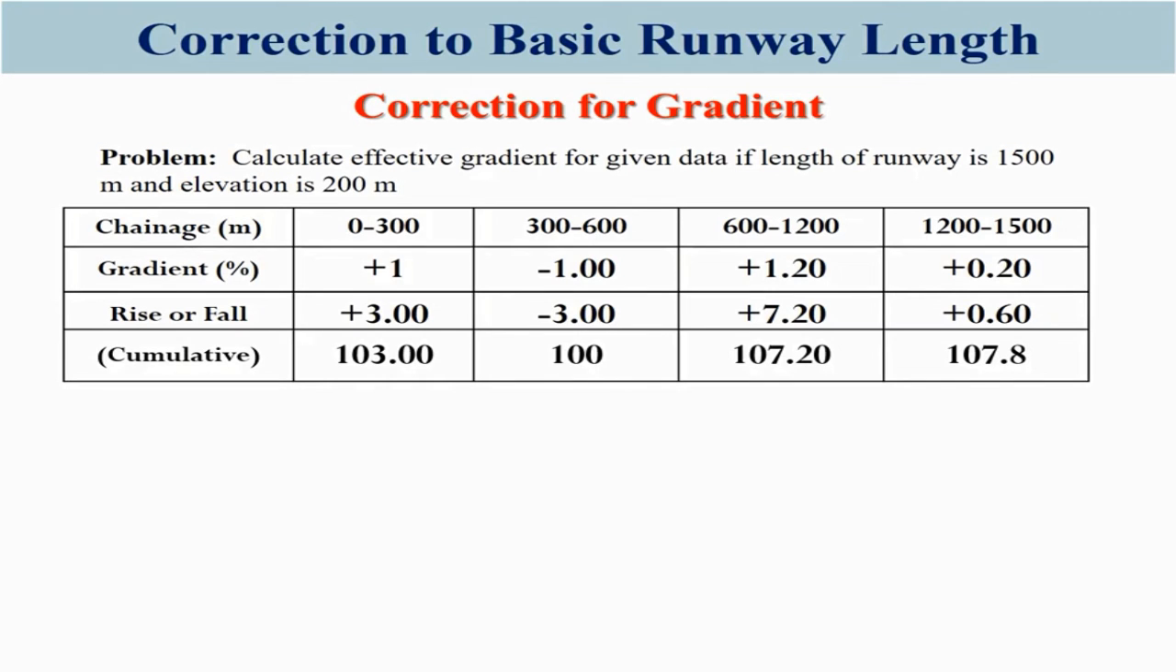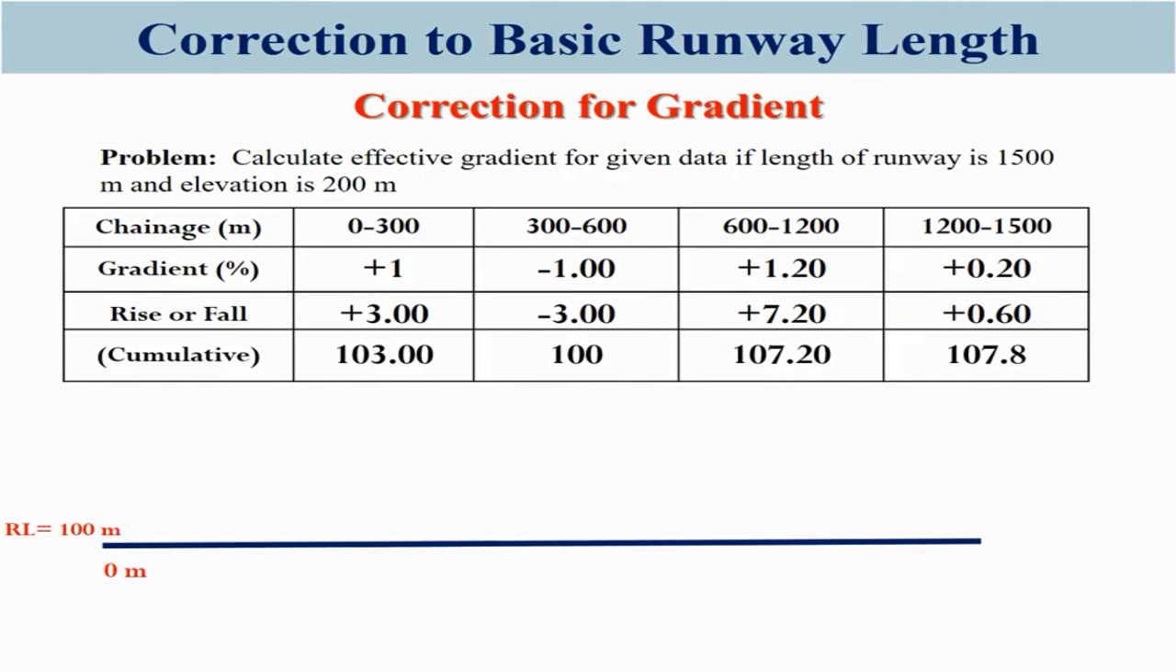Now come to the cumulative rise or fall. So when you are at 0, your RL is 0. Sorry. Suppose we have considered RL as 100 meter. So when you reach 300 meter, you will find that your elevation is 103, a rise of 3 meters. Then when you are at 600 meter, you got again minus 3. So when you reach 300, you were having a rise of 3 meter, but when you reach 600 meter, you were having a fall of 3 meter. So 103 minus 3, you will get an elevation of 100 meter, which is at 600 meter.